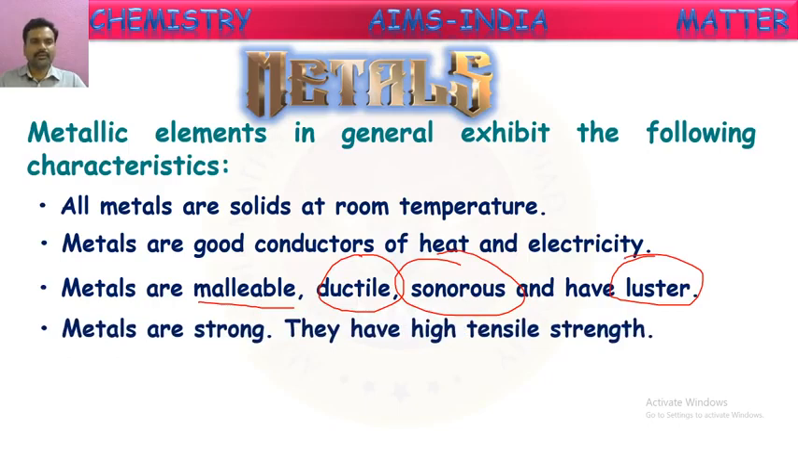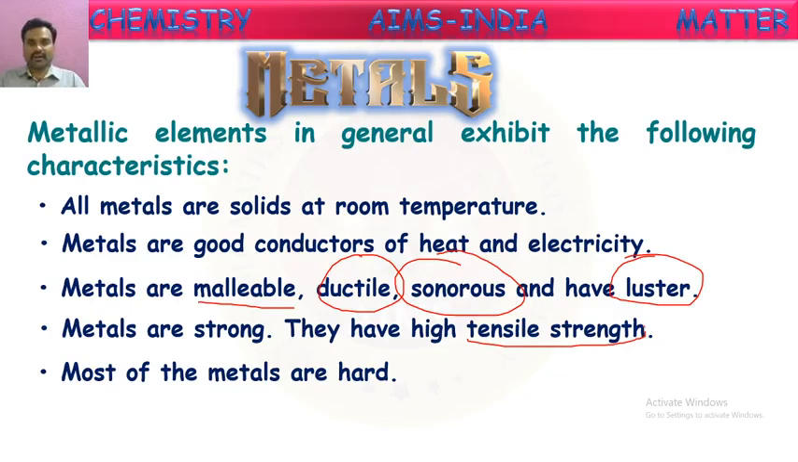Next, metals are strong. They have high tensile strength. What does it mean? Bearing much strain is called tensile strength. A very fine example for this: the spokes of our cycle wheels are very thin, aren't they? Thin spokes are made up of steel or iron. Even though they are very thin, they can bear much weight. Even if two or three members sit, they can bear us. This tensile strength is very high for metals. Because of this, they are mostly used in constructions.